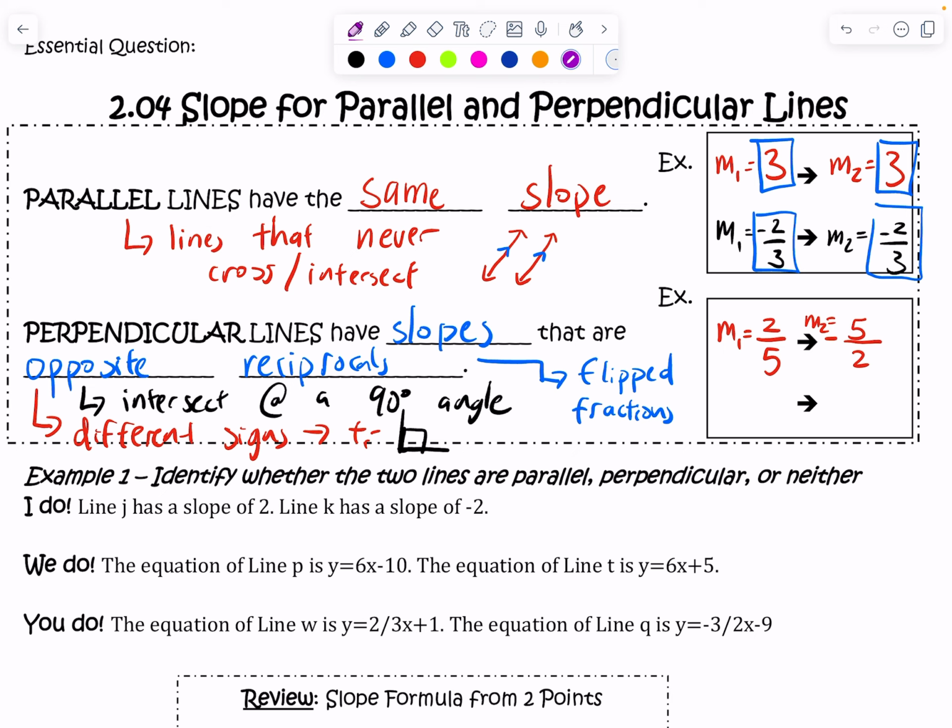Let's try another example. What if m1 was 4? m2 will be opposite. So let's go from positive 4, we'll now go into negative. And 4 isn't a fraction, but we know it's 4/1. So I'm going to flip it, and now the 1 comes on top, and the 4 goes on the bottom. Go ahead and take a second to process this, these are definitions and properties of parallel and perpendicular lines.